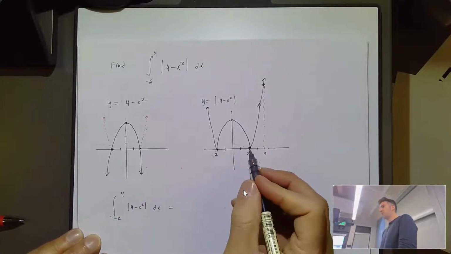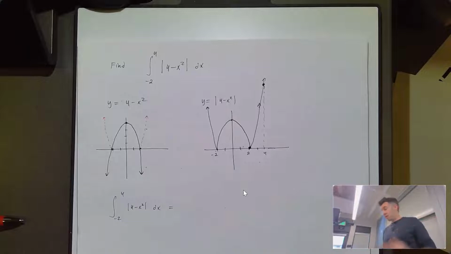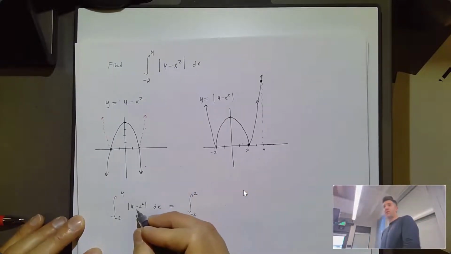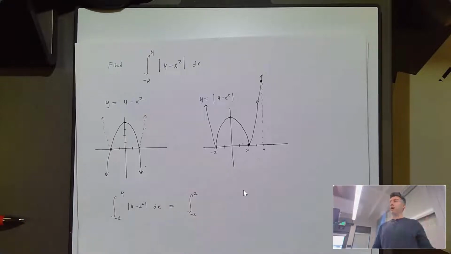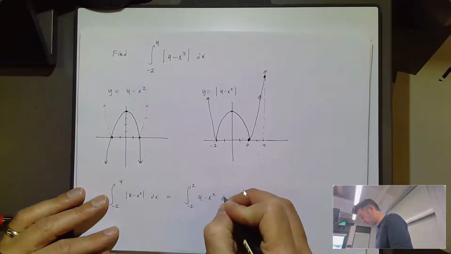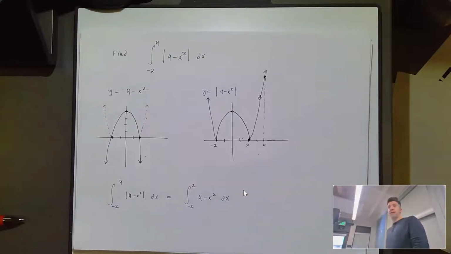From -2 to 2, I just get the insides, right? Because from -2 to 2, 4 minus x squared is positive, or I should say non-negative. If I plug in something like 1, 4 minus 1 squared is a positive number, so I don't have to change the sign of it. So it's just the integral from -2 to 2 of 4 minus x squared dx.